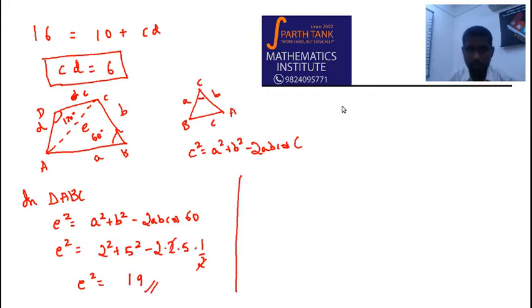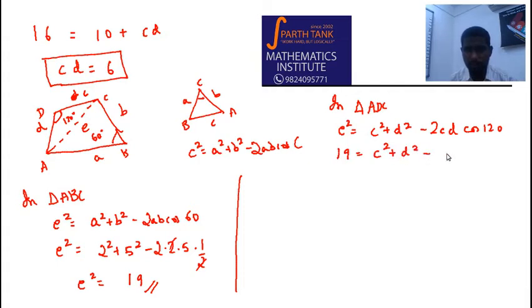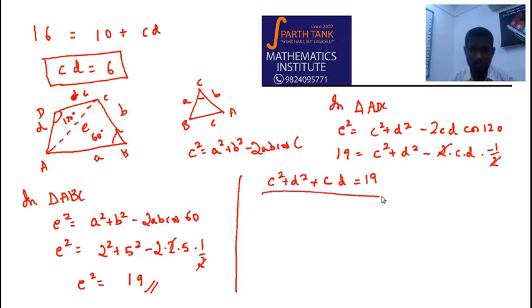In triangle ADC, e squared would be equal to c squared plus d squared minus 2cd cos of 120. Since we know e squared is 19, 19 is going to be c squared plus d squared minus 2cd cos of 120, which is minus 1 by 2. Therefore, I get c squared plus d squared plus cd is 19. So this is another equation.